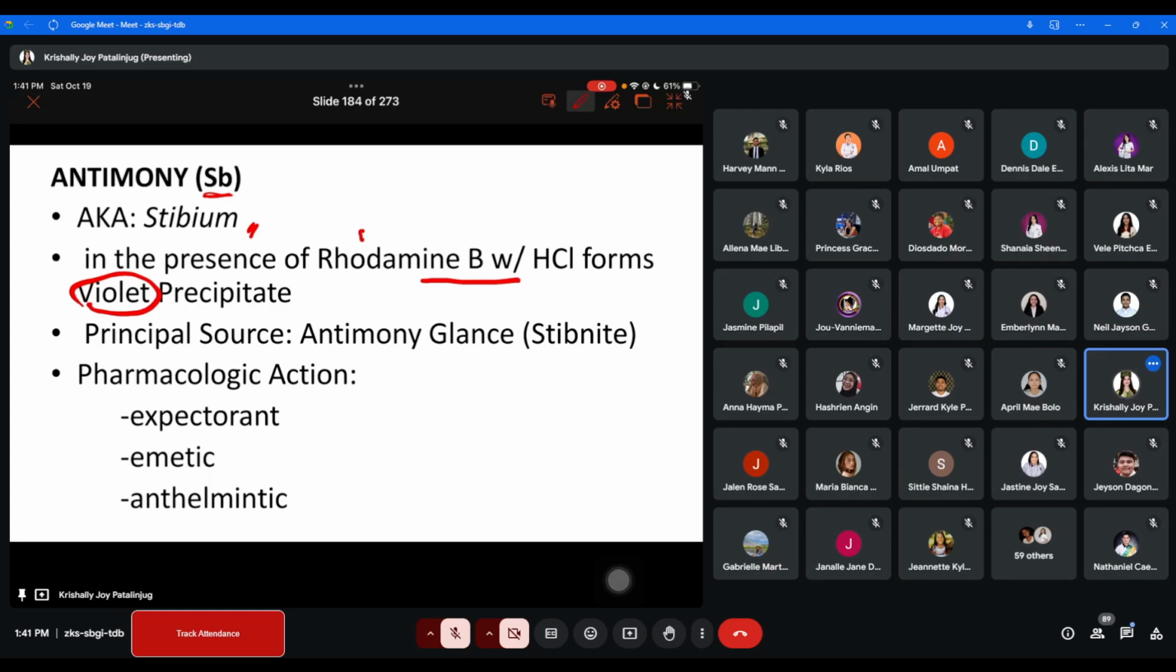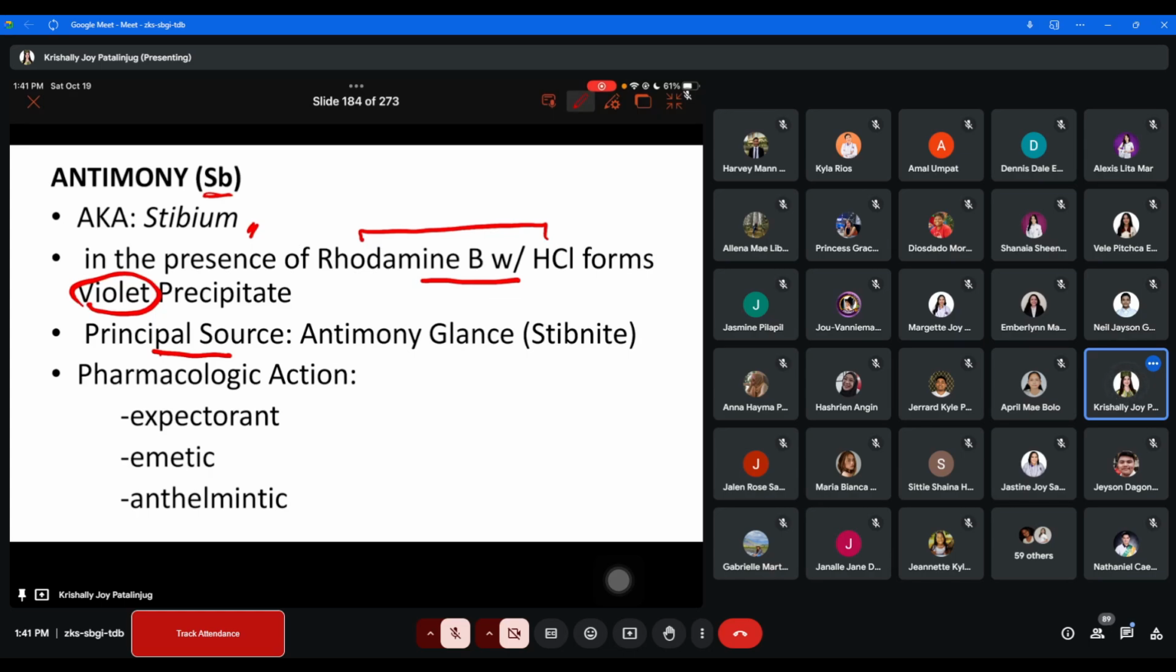Kuha ka lang ng solution of rhodamine B with HCl, try to add a few drops sa sample ni antimony, then it will produce a violet precipitate. Indicator yan na na-detect niya antimony in that sample. Ito, natural source in the environment ng antimony is stibnite.